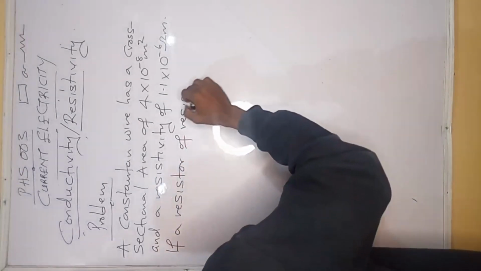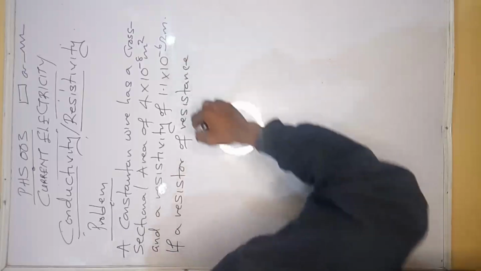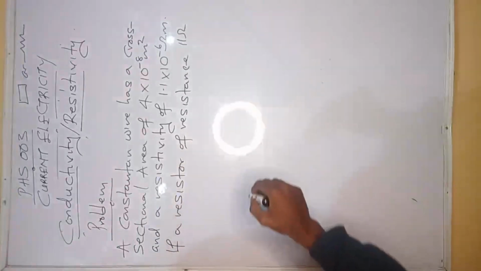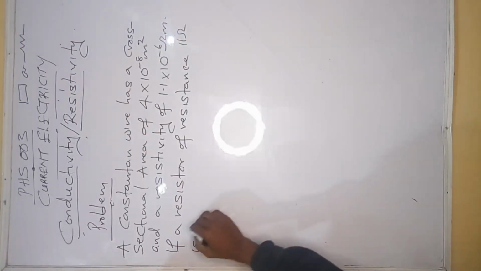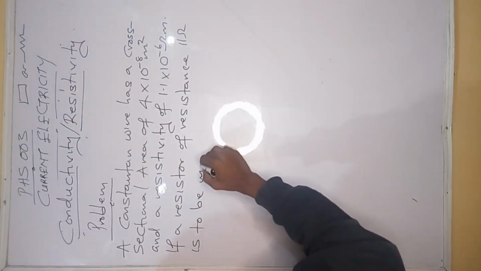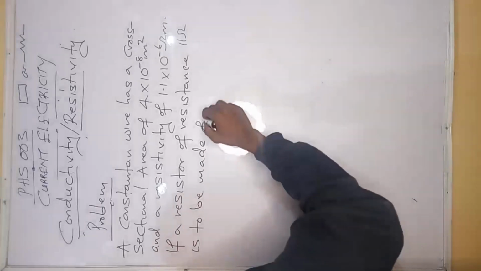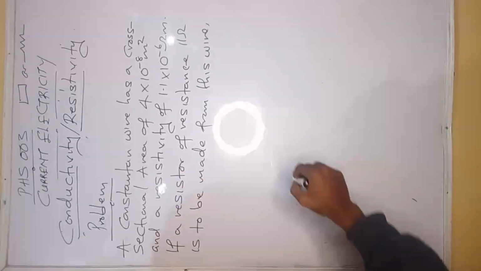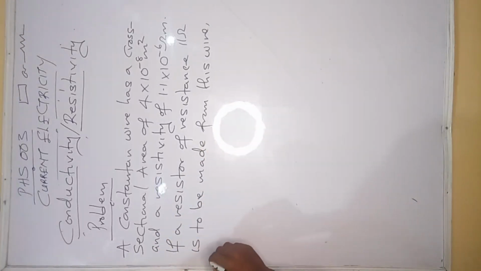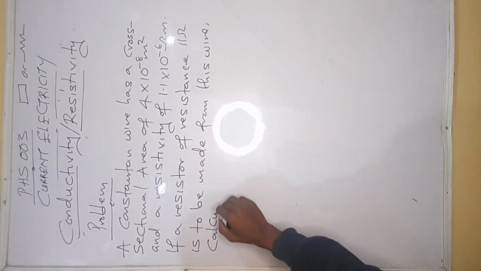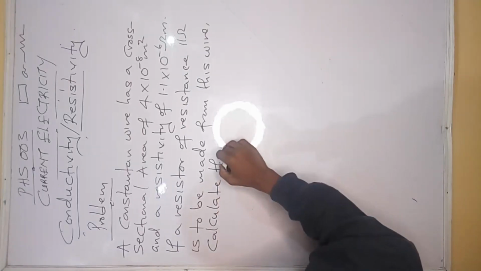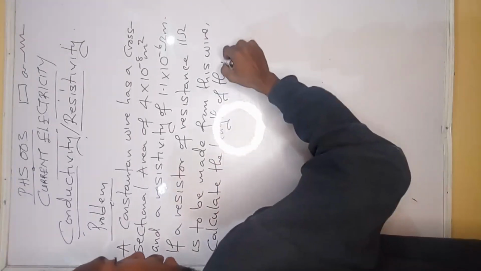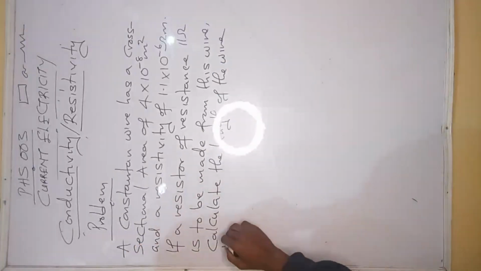of resistance 11 ohms is to be made from this wire, calculate the length of the wire required.